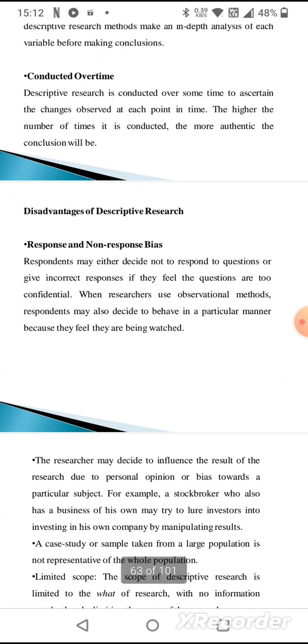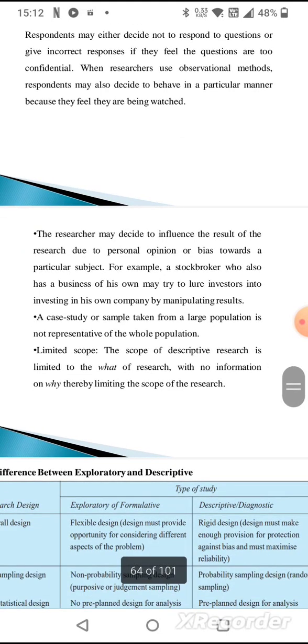The disadvantages are response and non-response bias. If the respondents do not wish to respond to the questions or the survey, that might happen. They may decide to influence the result of the research due to personal opinion or bias towards a particular subject. For example, a stockbroker who also has a business of his own may try to lure investors into investing in his own company by manipulating results. That is obviously there. They will try to get double benefits with one shot.